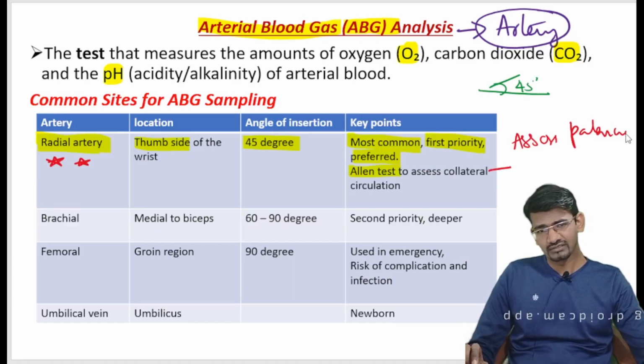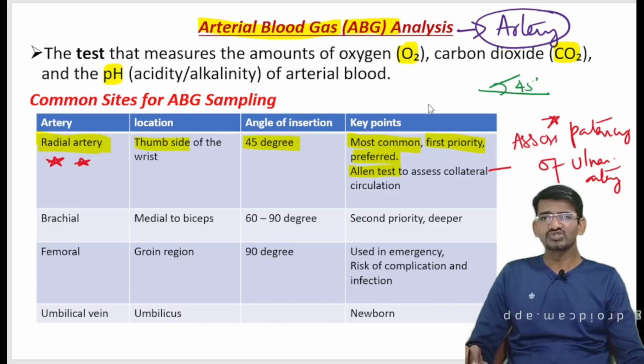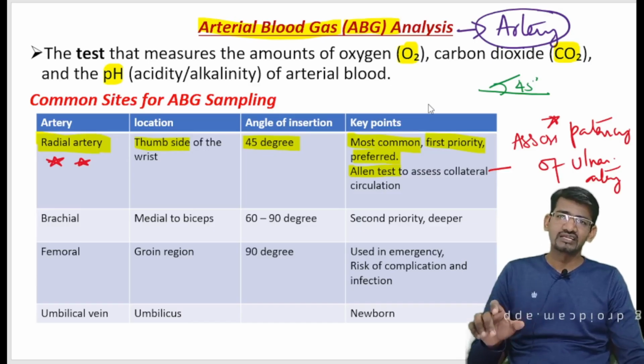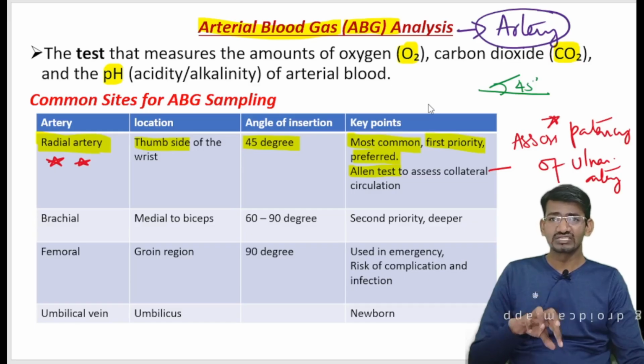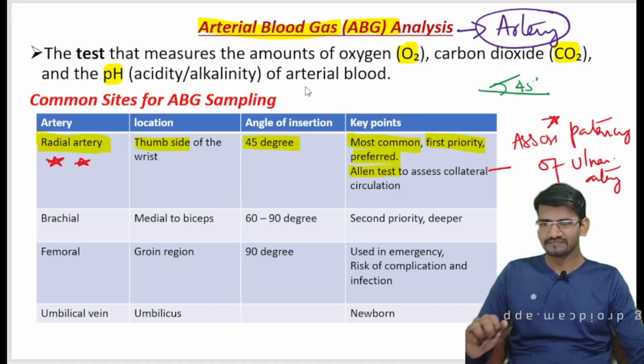Used to assess the patency of the ulnar artery. This is very important, so you may get a question on this also. The Allen test is done for what? It is done for assessing the patency of the ulnar artery, not the radial artery. Because we are puncturing the radial artery, we should know whether the ulnar artery is patent, so that the hand or the palm will have a proper blood supply.